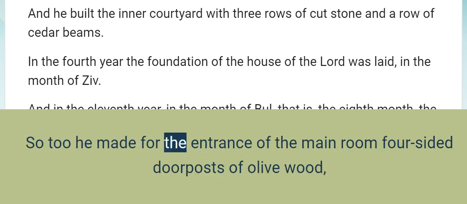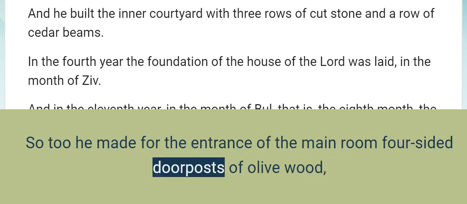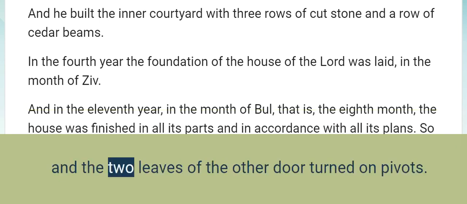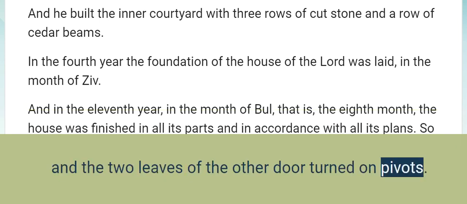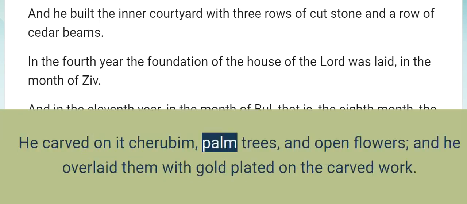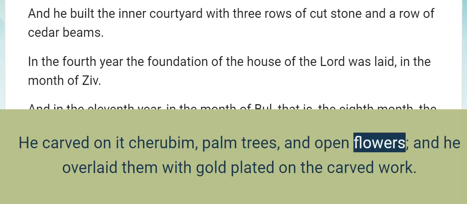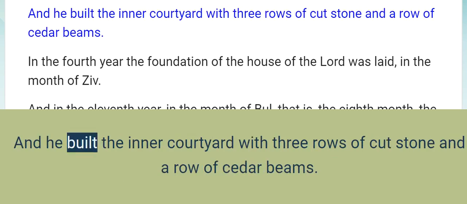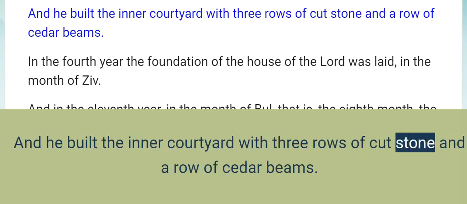So too he made for the entrance of the main room 4-sided doorposts of olive wood, and 2 doors of juniper wood. The 2 leaves of the one door turned on pivots, and the 2 leaves of the other door turned on pivots. He carved on it cherubim, palm trees, and open flowers, and he overlaid them with gold plated on the carved work. And he built the inner courtyard with 3 rows of cut stone and a row of cedar beams.